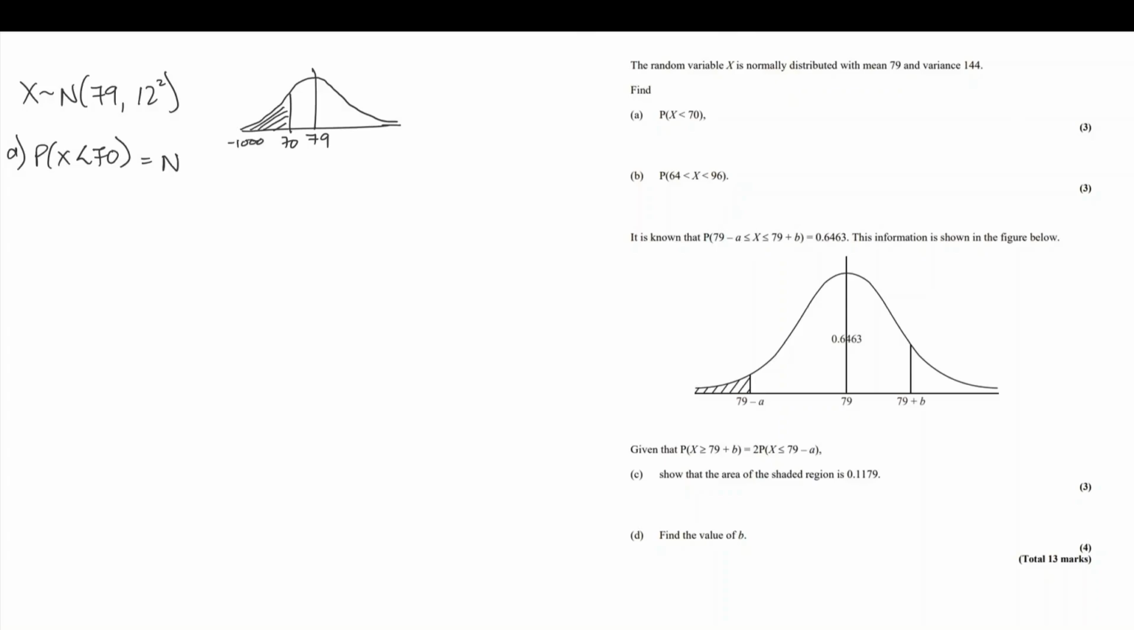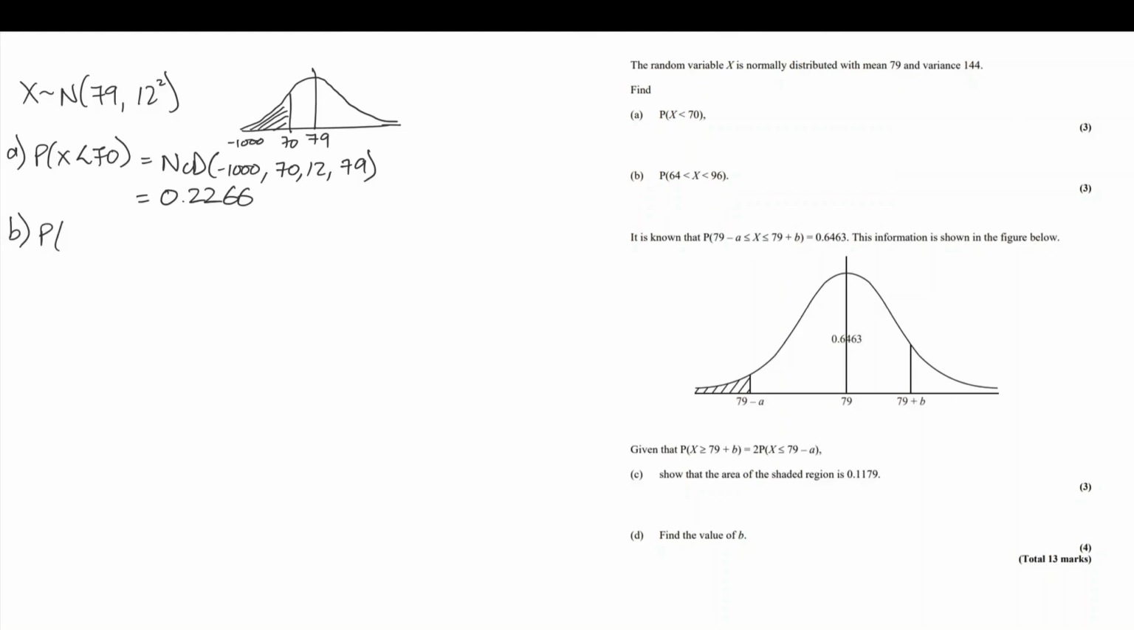So we can use the cumulative distribution function, choosing an arbitrarily small minimum value, so we can take the lowest tail to be negative 1000. The maximum we're interested in is 70, standard deviation of 12, and a mean of 79. All of this can go into your calculator, and we get an answer of 0.2266. And that fits in with our sense check. We expected it to be smaller than 50%, and it is.